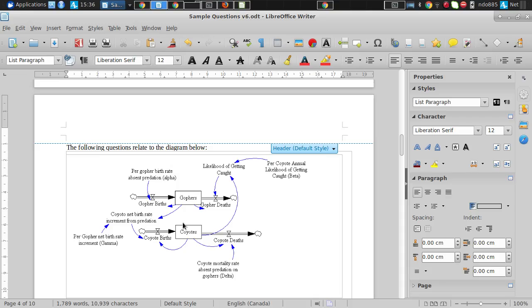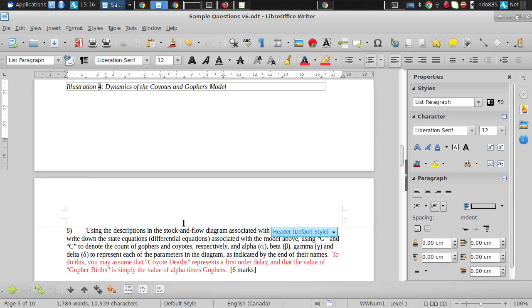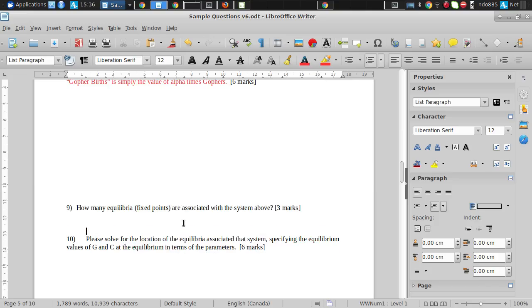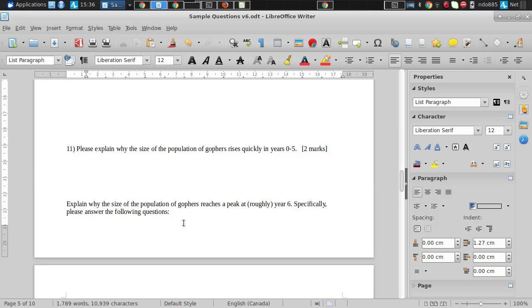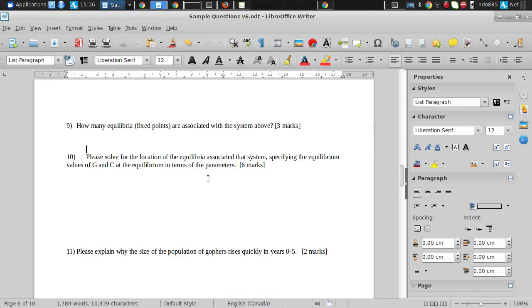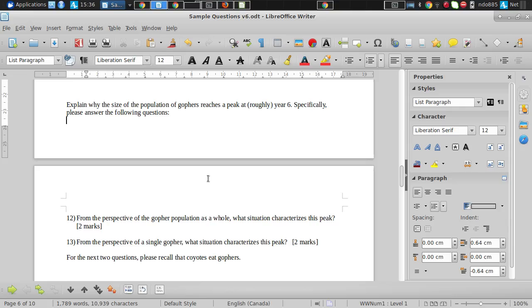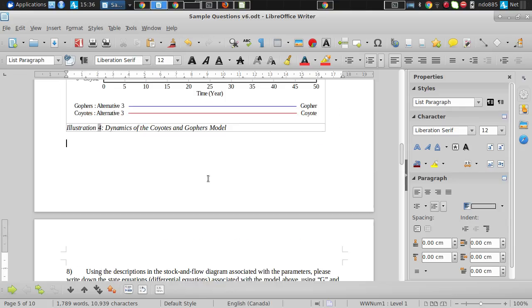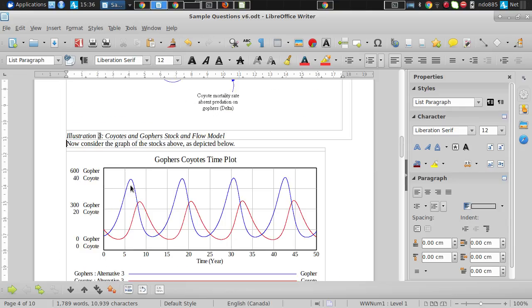There's one question. It's about the individual gopher. You mean for interpreting this, right? I say, okay, from the perspective of a single gopher, what's going on there? And from the perspective of the gopher population as a whole? This is for the peak here, roughly year 6. Here's the gopher population up here. So what's going on at that peak?